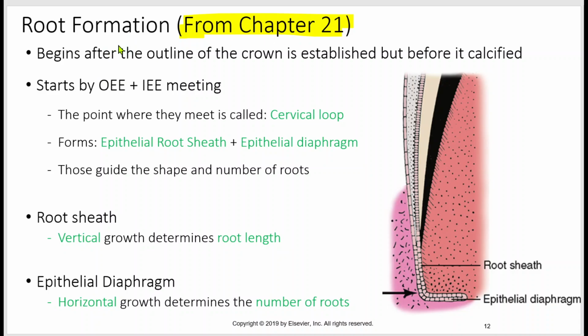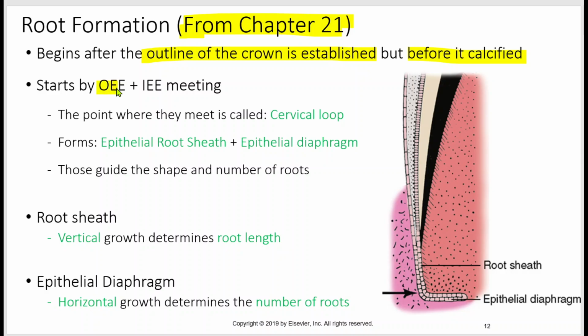So the root formation begins after the crown outline is formed. Like we have a crown outline, that's when we start having the root, right? But before it is completely calcified. So how will this happen?